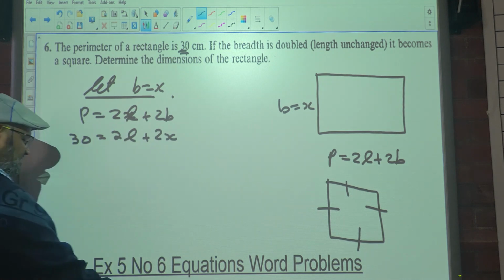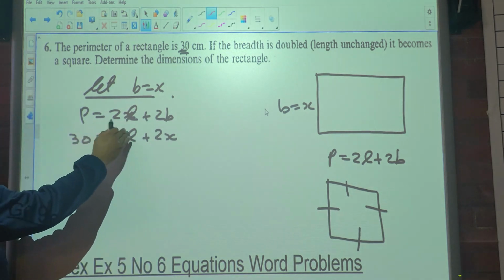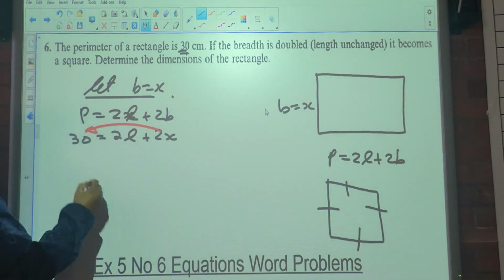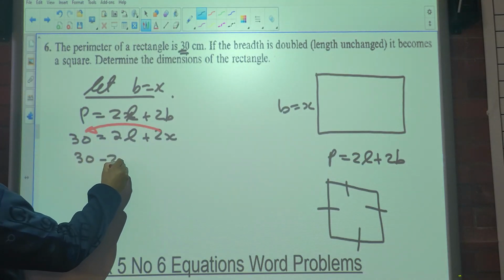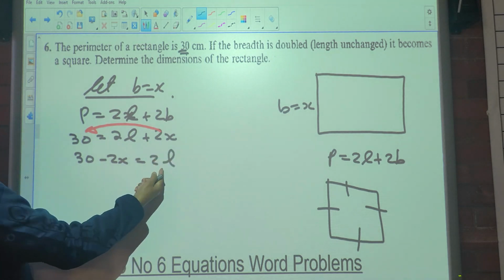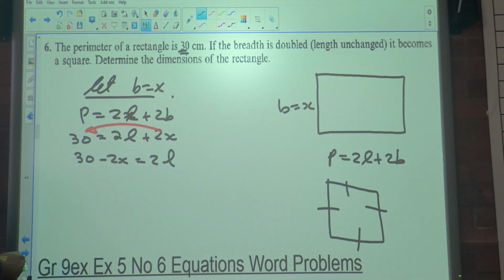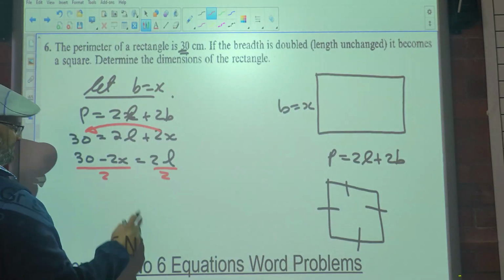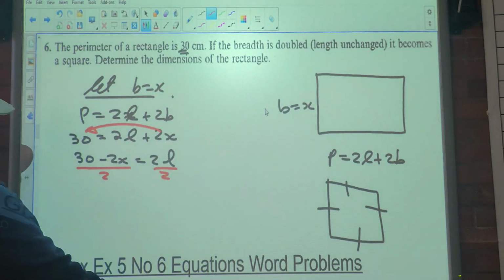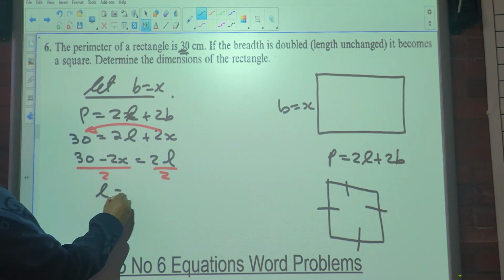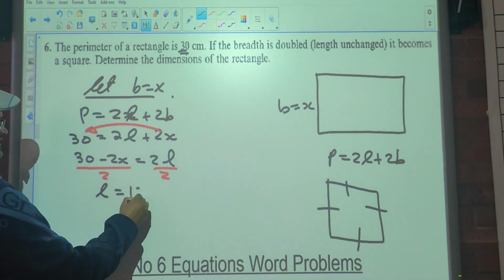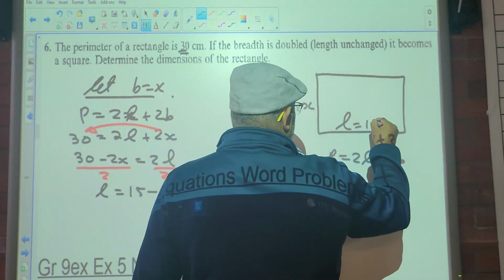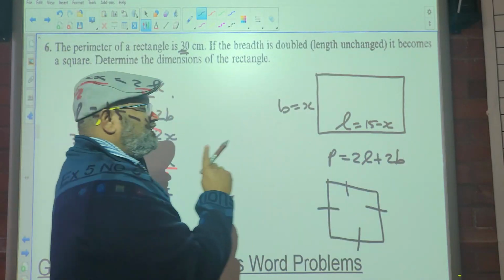Okay, so how do I do that? It's as if I'm solving for L here. You take it over the equal sign, what do we then get? 30 minus 2x is equal to 2L. How do I get the length on its own? Divide by 2. Your length is actually 30 divided by 2, which is 15, minus x. So your length is 15 minus x.